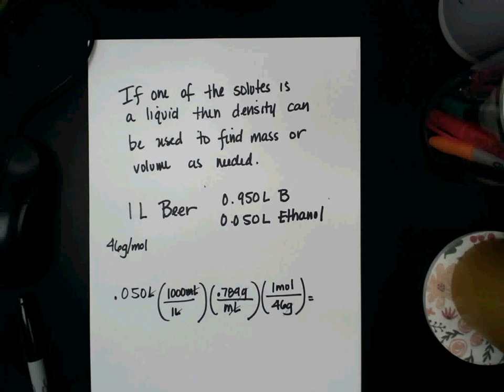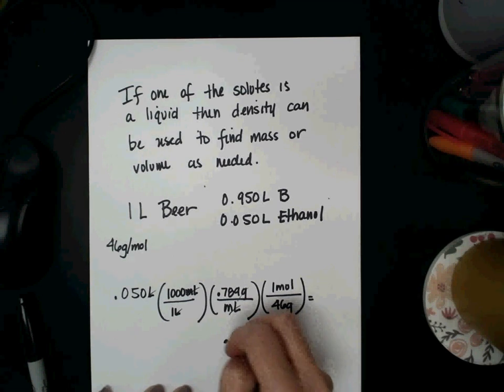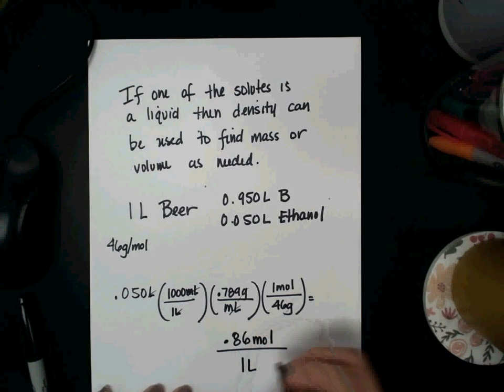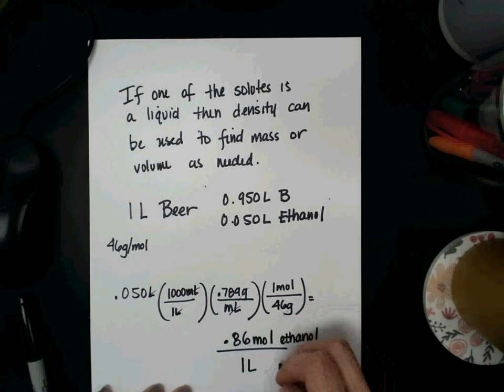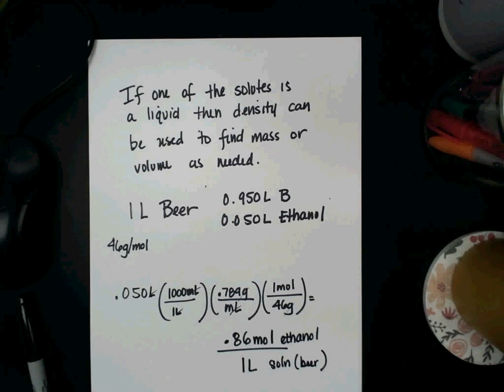So how many moles do I have for every liter? Get an answer. Did anybody punch it in yet? What you got, Jacob? "0.86 mole per 1 liter." This would be mole ethanol per 1 liter of solution, which in this case my solution is my beer and water, or my alcohol and water.